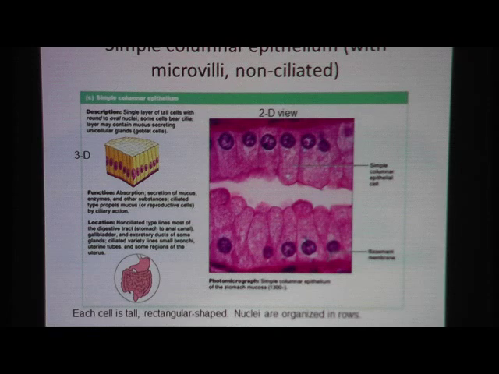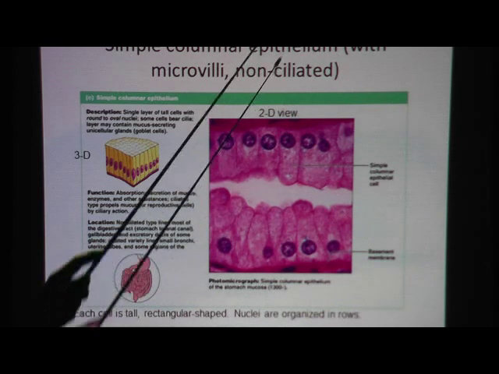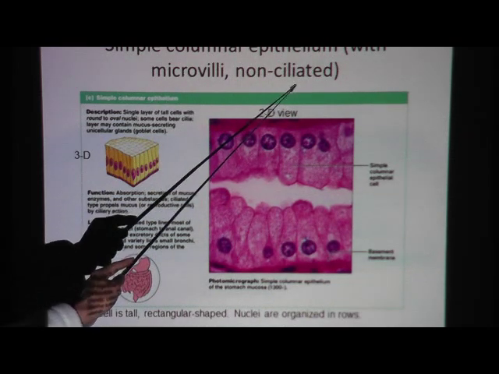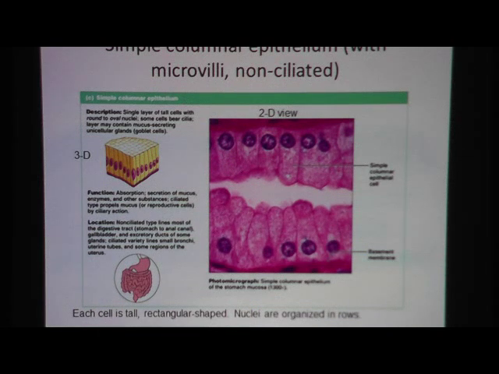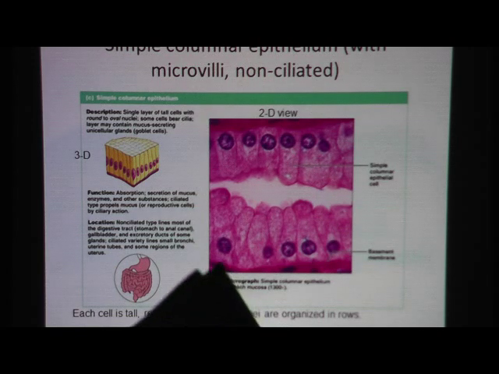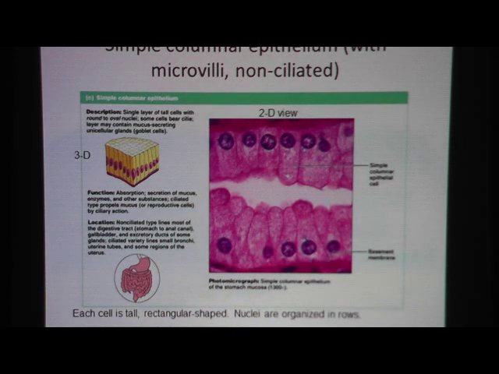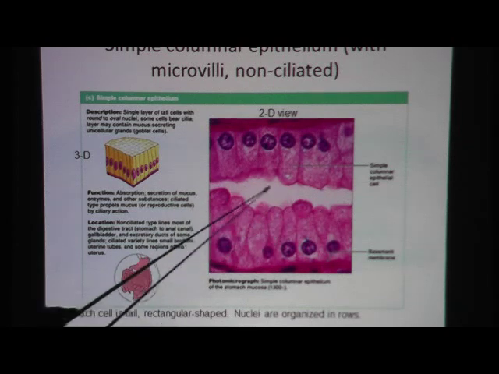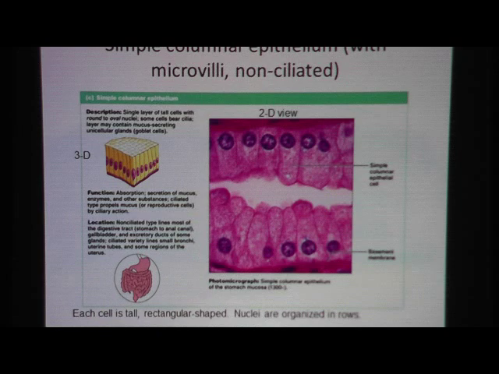Here's the textbook view of simple columnar epithelium. In this case, we tell you it has microvilli, not cilia. As explained in the packet that we give you, for simple columnar epithelium we want you to know it as non-ciliated simple columnar epithelium, because it has microvilli, not cilia. Non-ciliated means no cilia. Here's the picture. As you can see, there's a white space here, so this is definitely lining something. And if you look at the lining, it's only one cell thick because you can see all of these nuclei.